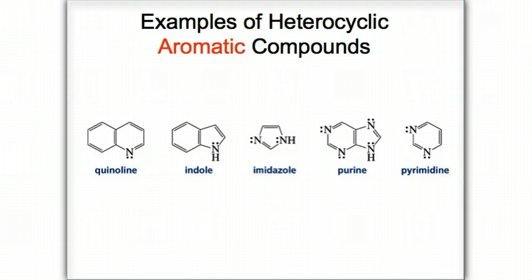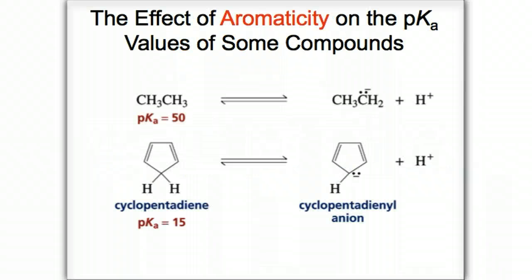So let's go to the next slide. You can see here the effect of aromaticity on the pKa values of some compounds. And noticing here, why is the pKa of cyclopentadiene so much lower than that of the pKa for ethane, 15 versus 50? A pKa of 15 is very low for a hydrogen that is bonded to an sp3 hybridized carbon.